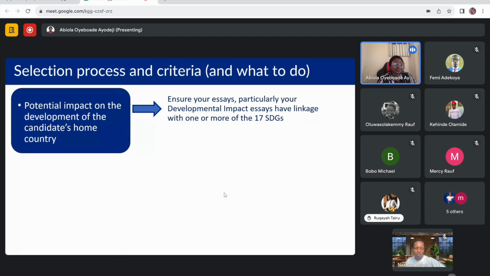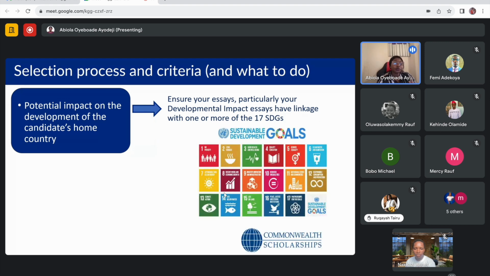Make sure your developmental essays have linkage with one or more of the 17 SDGs. Whatever you are studying should have a correlation with one of these. This makes it easier for you to write your developmental impact essays.